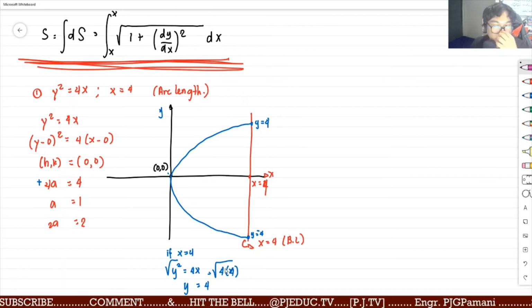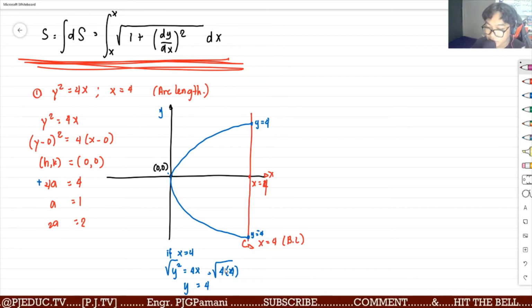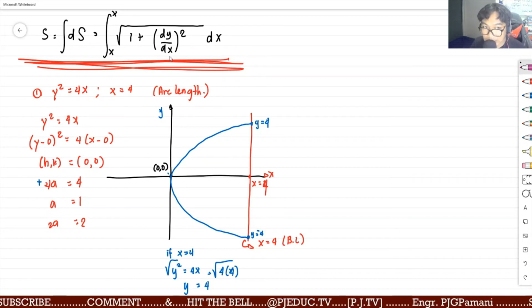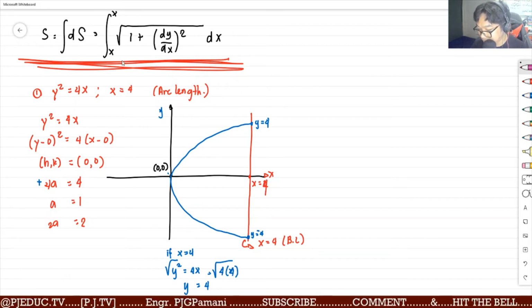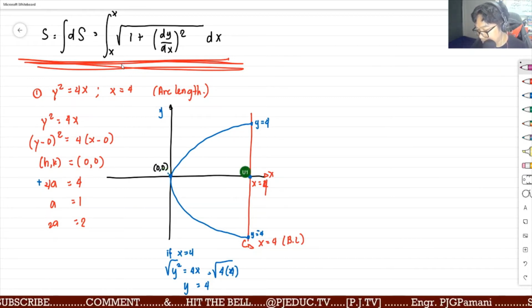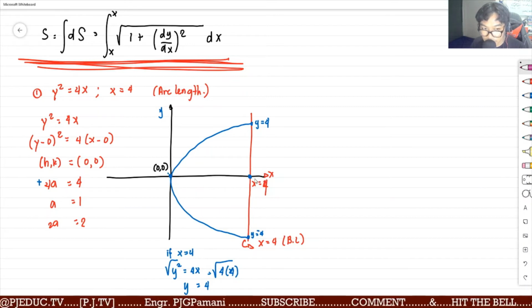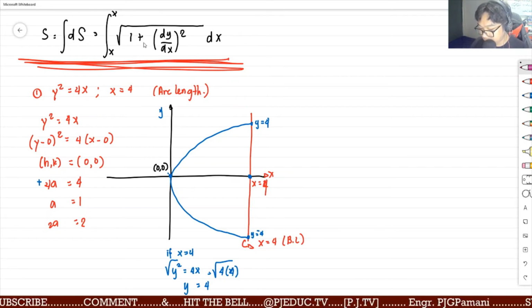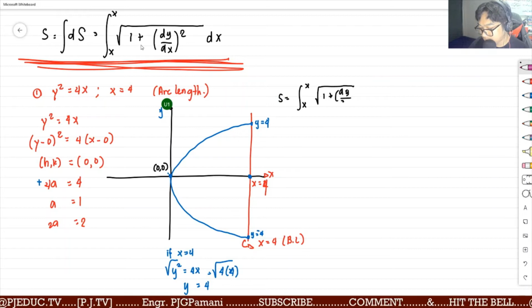Now, with arc length, we no longer need to consider a strip. Okay? We no longer need to identify vertical and horizontal strip. Just complete the formula. What are those variables? We just need to find dy/dx and your upper and lower limit. For your upper and lower limit, basically, complete the curve starting from the origin up to the boundary line. So, we now consider the whole arc length. From the origin to the boundary line, that is your limits, x to x. So, for your arc length, s, x to x, square root of 1 plus dy over dx squared dx.